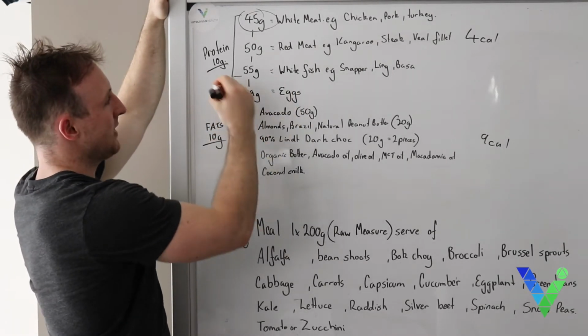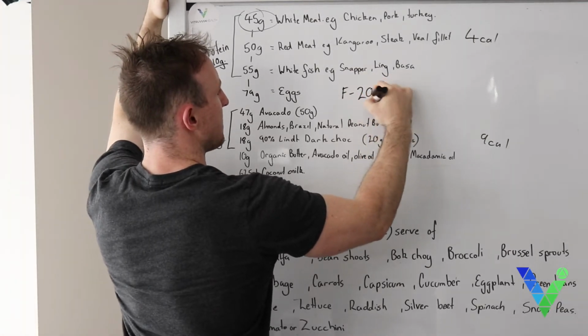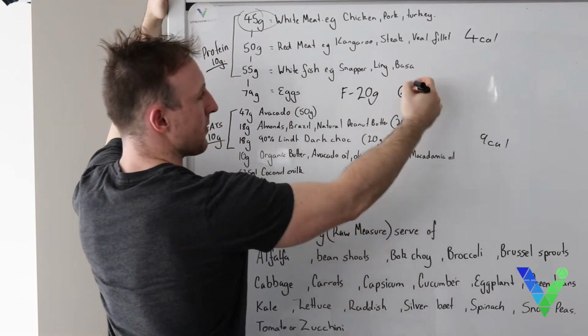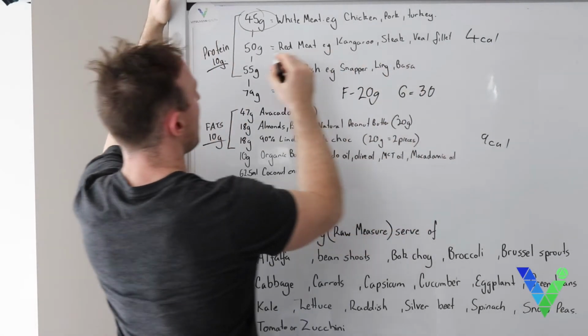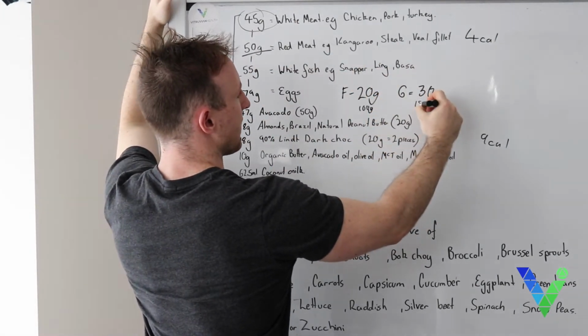So for females, we're looking at about 20 grams of protein per meal. For the males, we're looking at probably a 30 gram serve. So if you were to literally go red meat, that would mean the ladies get a 100 gram serve, and then the guys get 150 grams.